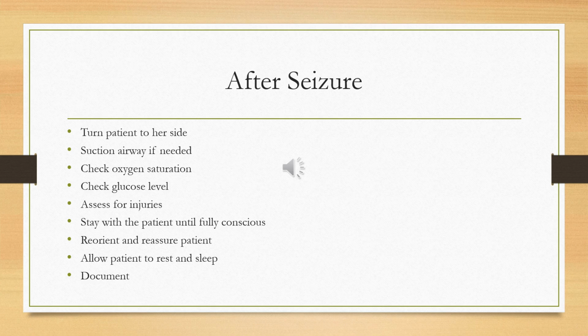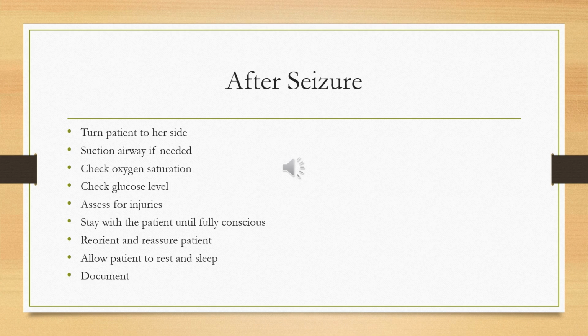Have suction available and suction if you need it, if you're at a place like a hospital where suction is available. Check their oxygen saturation, because as we stated, depending on the type of seizure, there might be some respiratory distress. So we want to make sure their oxygen level is appropriate.